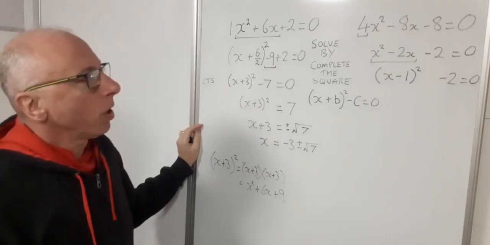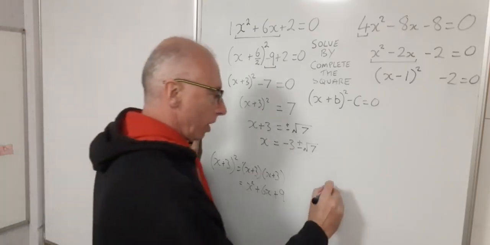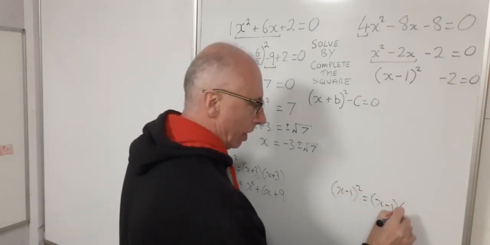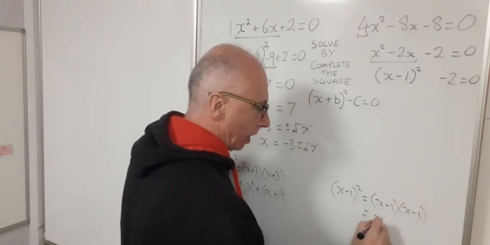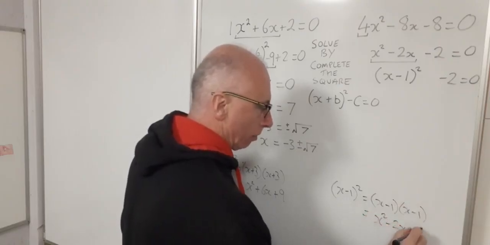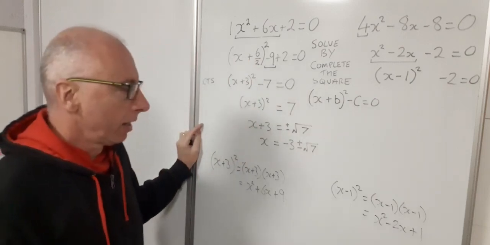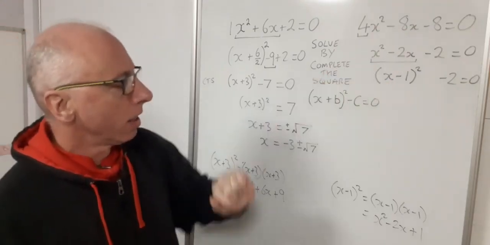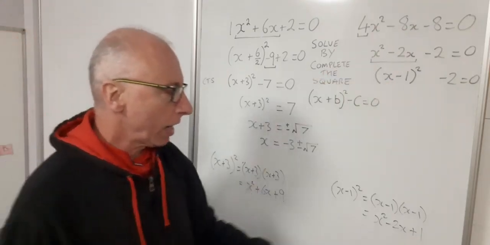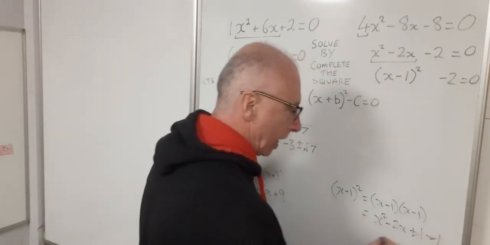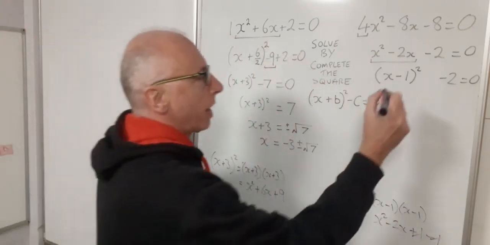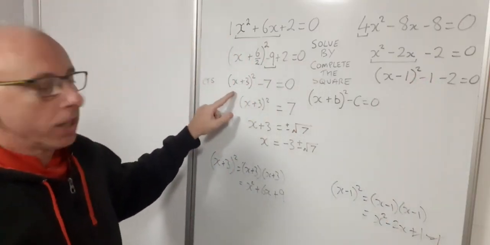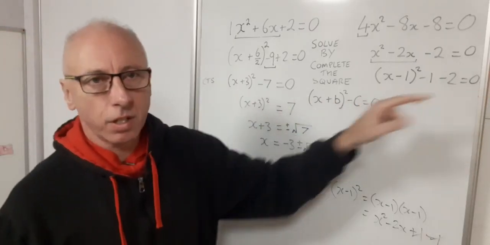Now I've got x minus 1 squared. If I FOIL that out, that's x minus 1 times x minus 1, which gives me x squared minus 2x plus 1. Now I've got a plus 1 here, which I didn't have originally. So I need to subtract that 1 to make it correct, because if I do minus 1 here, they will cancel out and I'll be back to where I was. So now I've got minus 1 here.